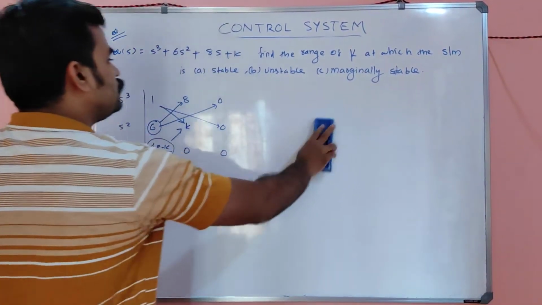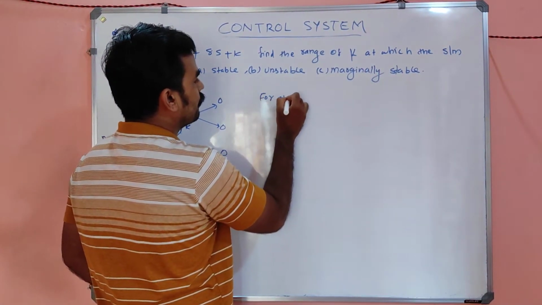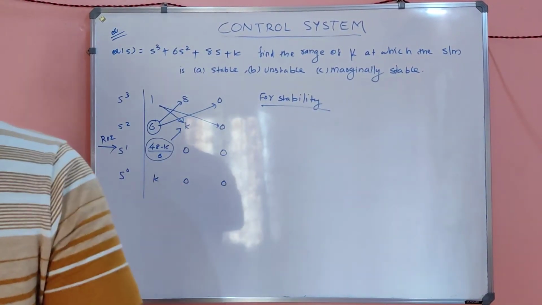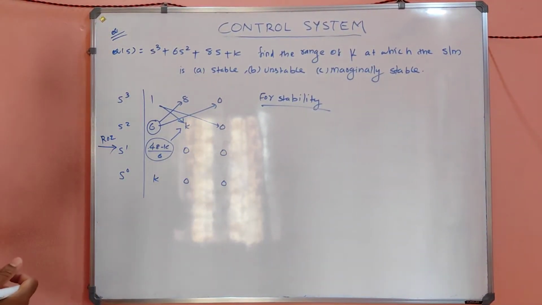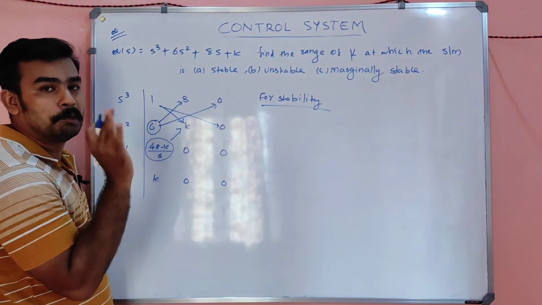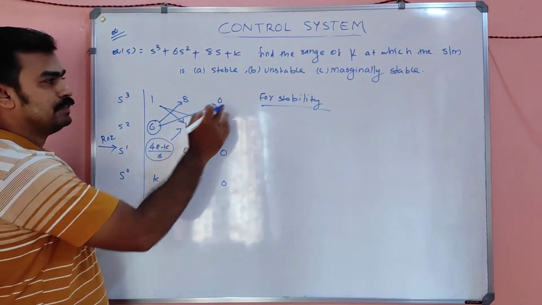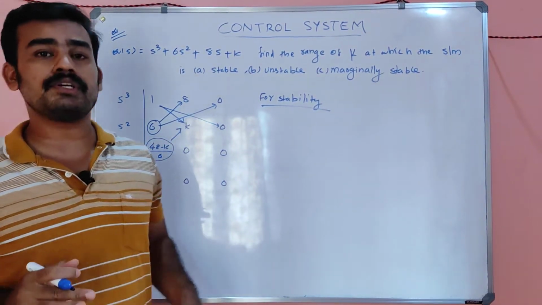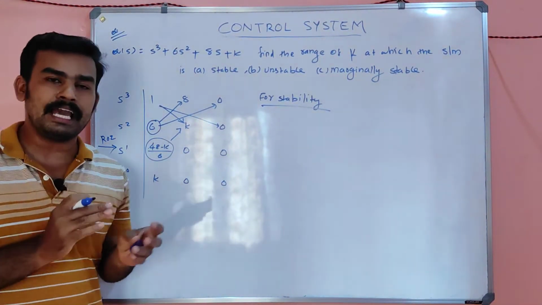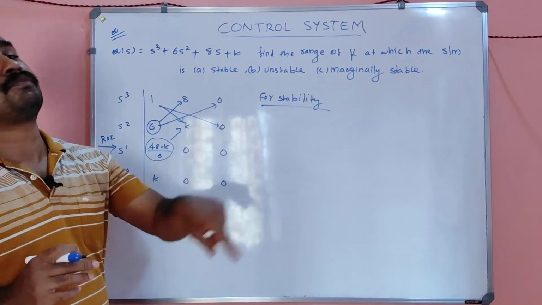First of all, for stability, this 48 minus k by 6 will not be equal to 0. If 0, then there will be a row of zeros. Definitely there will be a row of zeros, my dear. But for stability, a row of zeros will happen only at the marginal stable condition. I already discussed it. A row of zeros will be there only if there is marginal stability. But now we have to check for stability, not for marginal stability.